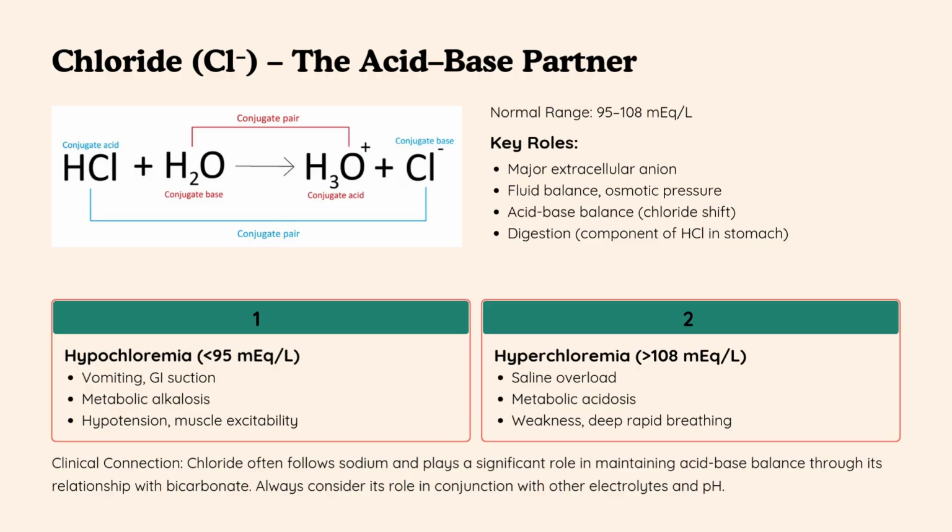Hyperchloremia, often with hypernatremia or acidosis. We will see dehydration, excessive saline IV. These are the causes. Dehydration is the cause, excessive saline is the cause, renal tubular acidosis, impaired bicarbonate reabsorption. If we are not able to reabsorb bicarbonate, we will see signs of the hyperchloremia.